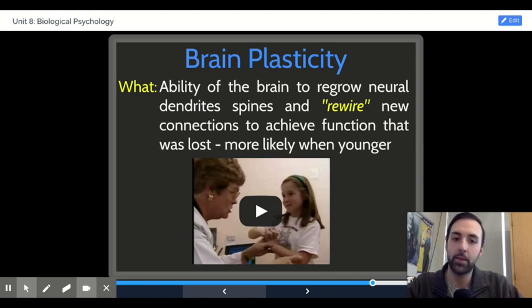Now, I need to make it very clear before talking about brain plasticity that this is much more likely when you are younger, when your brain is still developing. It is way less likely to achieve the same degree of success in your 20s or 30s, or certainly much older than that. So brain plasticity is a phenomenon that is more likely to occur when younger, but under some unique circumstances, there appears to be the ability of some neural connections to rewire or reconnect in the aftermath of some type of injury in order to achieve function that was lost.